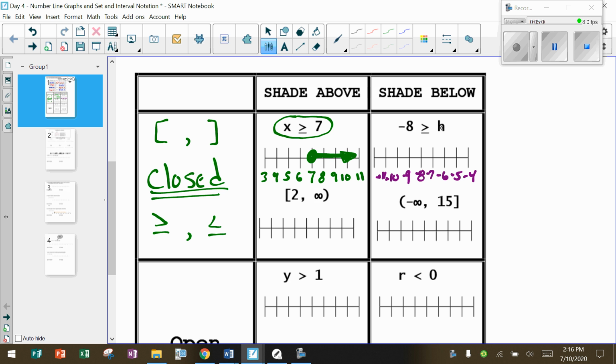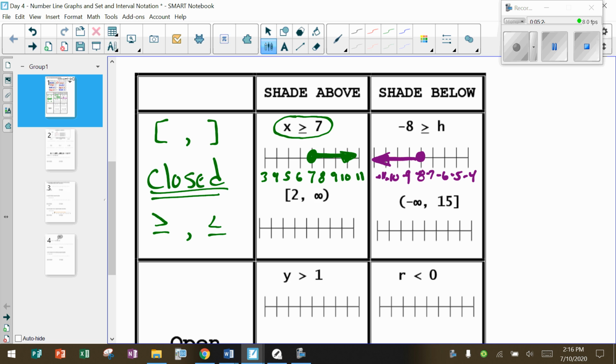Now, our h value has to be smaller than negative 8, but it can also be equal to. So which direction are the numbers that are smaller than negative 8? Or if you think of temperature, which ones are colder than negative 8? And that is down to the left.